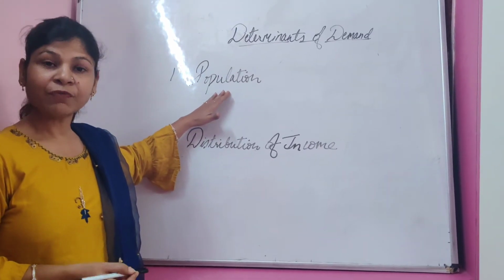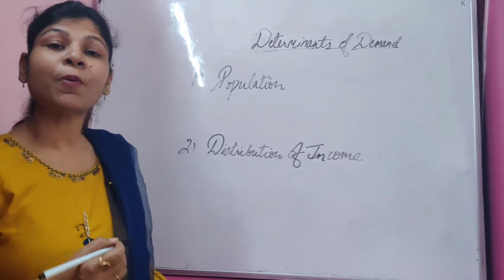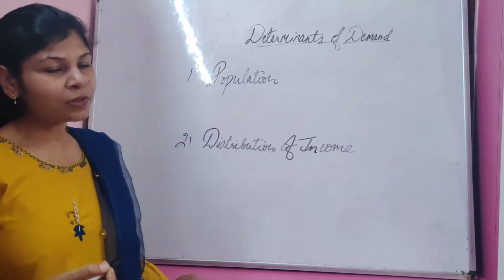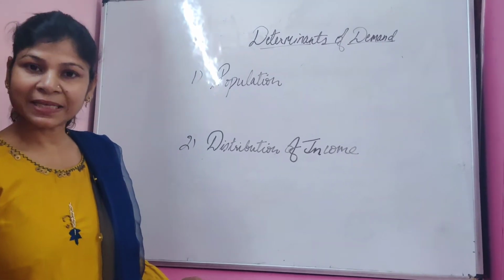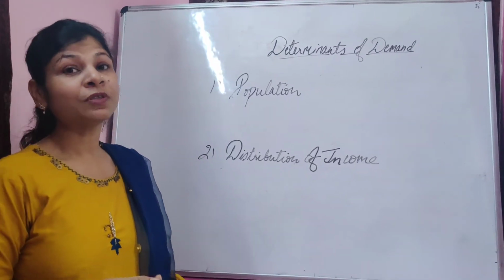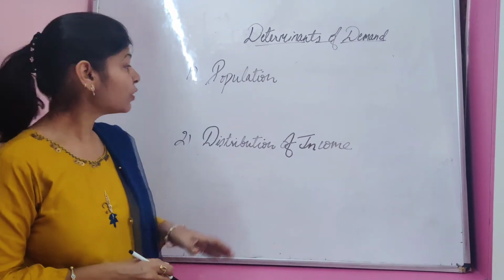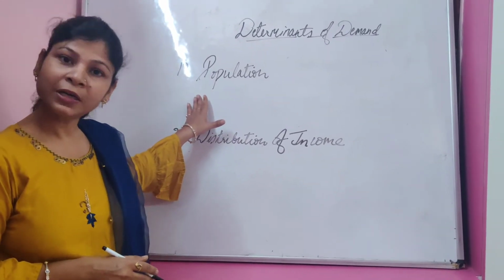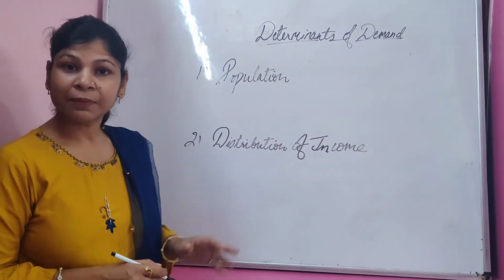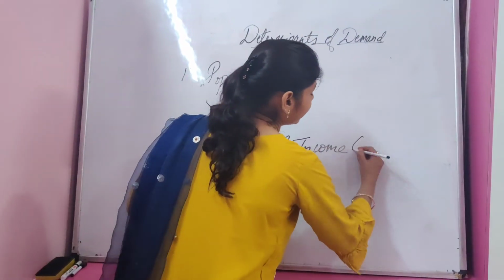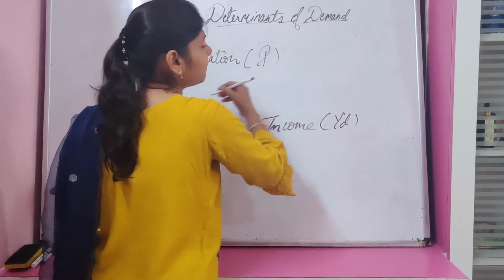But with population we also include composition of population. Composition means which type of population we have. Suppose in our population the women section is larger, then demand of cosmetics etc. will increase. And suppose youngsters are more, then demand of sports items will increase. So composition also affects demand. Then the second one is distribution of income. Distribution of income is denoted by D1 and population is denoted by P.